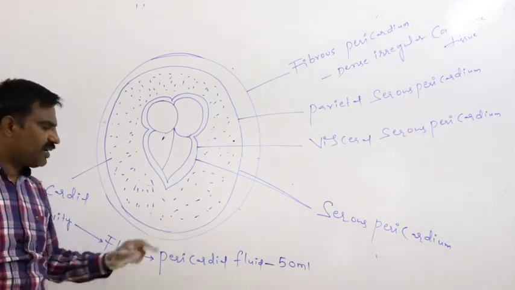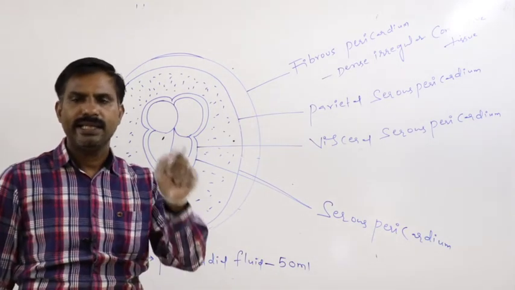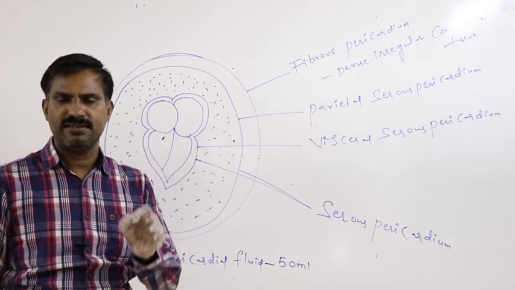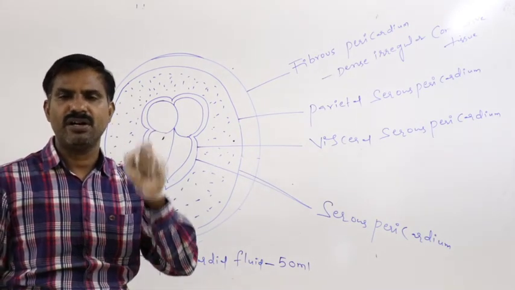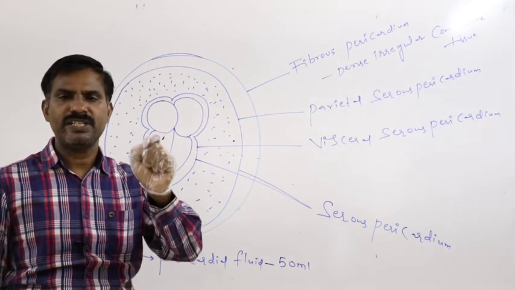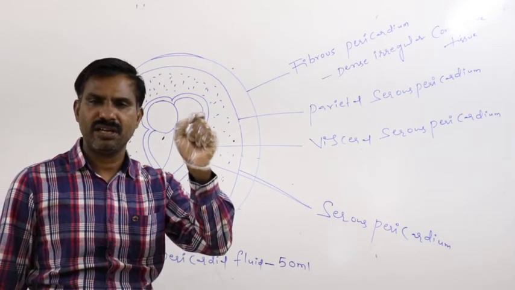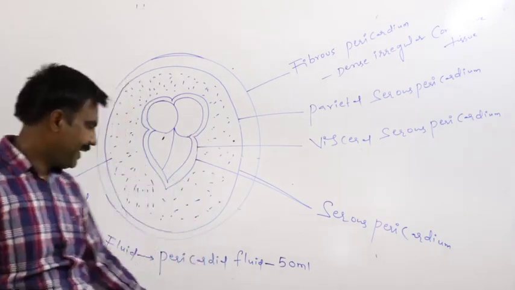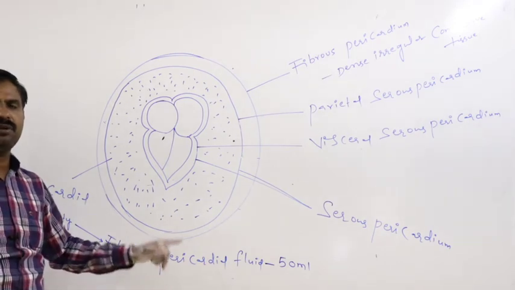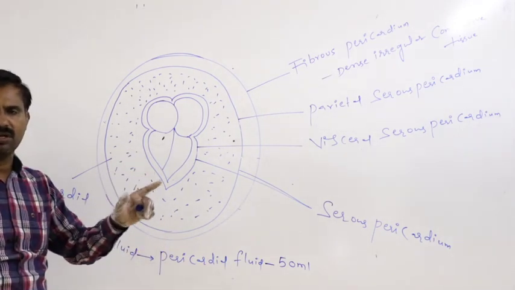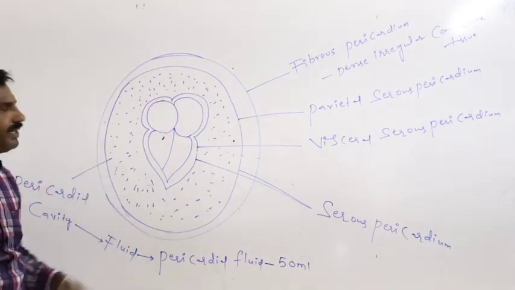Then what is the function of the pericardial fluid? It always reduces friction between the two layers during the working of the heart. Its principal function is to reduce friction between the layers during the working of the heart.